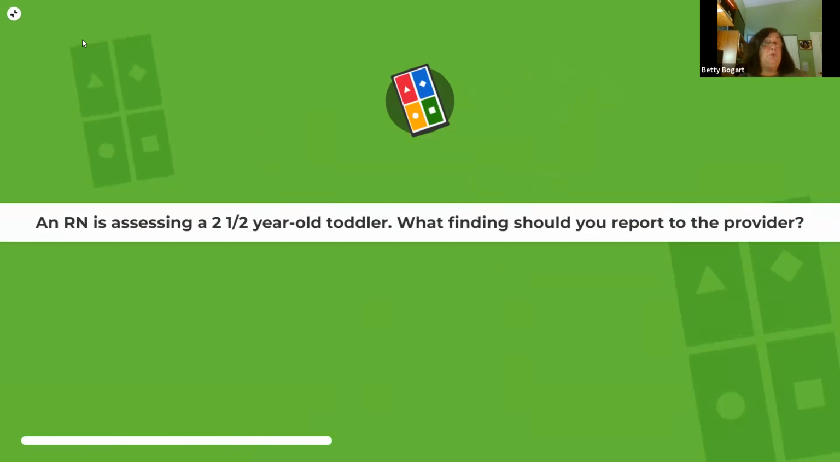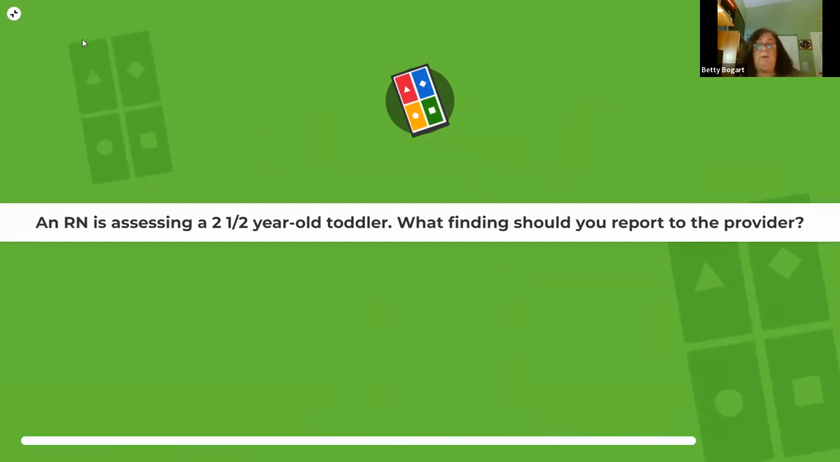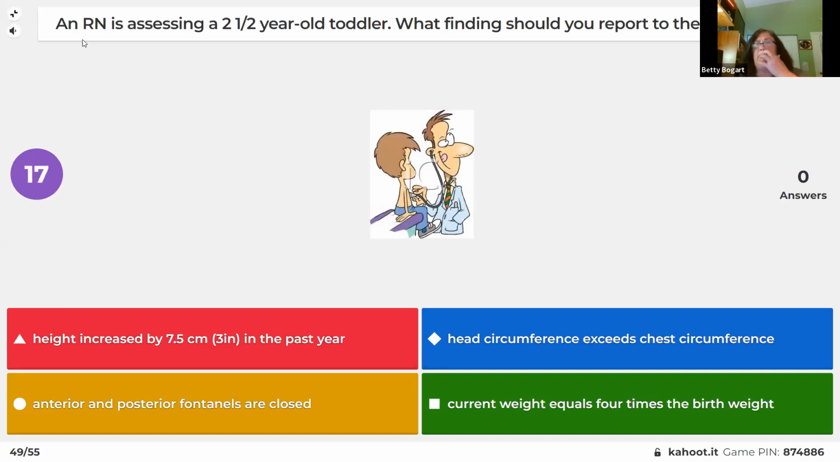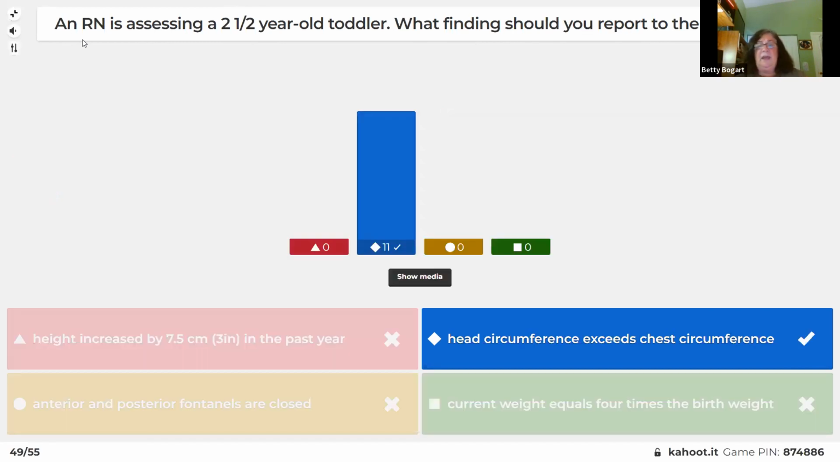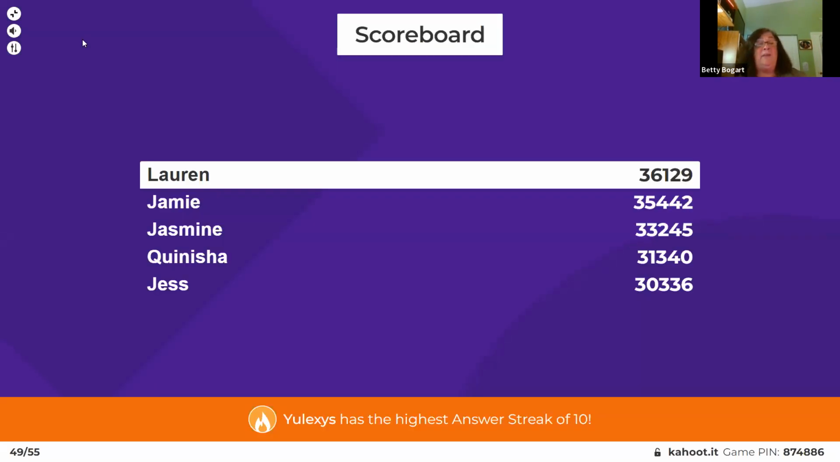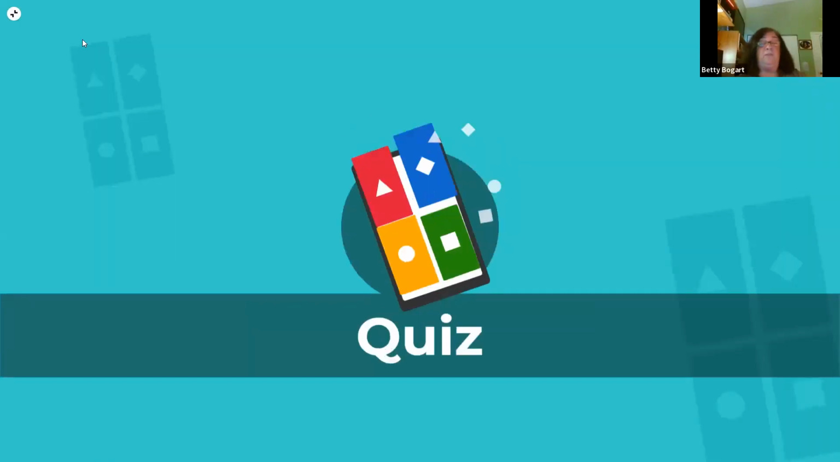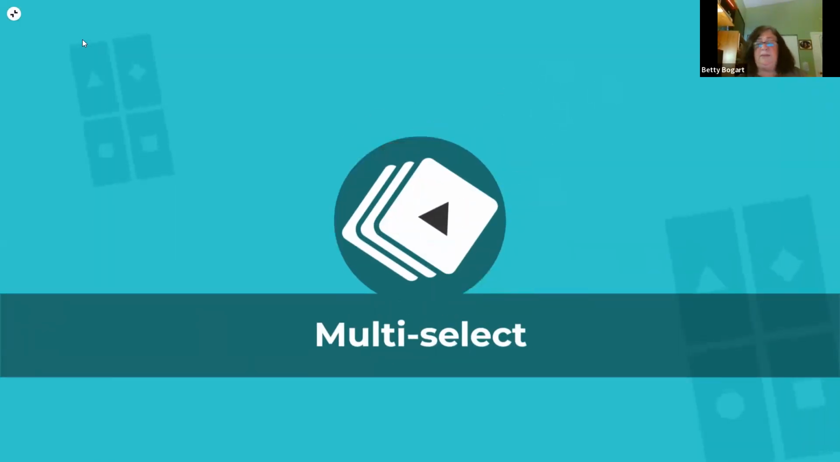And Art is assessing a 2.5-year-old toddler, what findings should she report to the provider? What's not right? When you're reporting to the provider, something's not good here. Which one of these isn't good? And the head should not be bigger than the chest at this point. It should be equal to or less than. And if it's bigger than, there's something wrong. Is there a brain tumor, hydrocephalus? Something's going on.